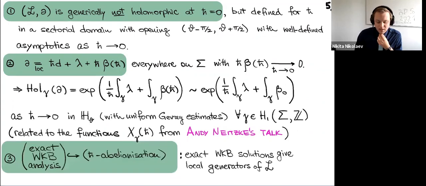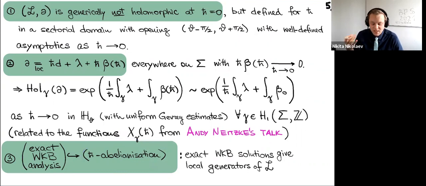Last but not least, exact WKB is also in the title of my talk, and the reason is that h bar abelianization somehow contains the exact WKB analysis. Of course, I'm being imprecise here because exact WKB analysis is a vast area. But the specific thing about constructing exact WKB solutions and understanding their properties is somehow contained in what I call h bar abelianization.